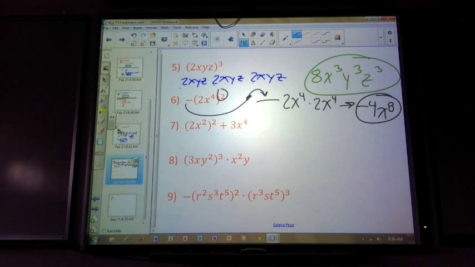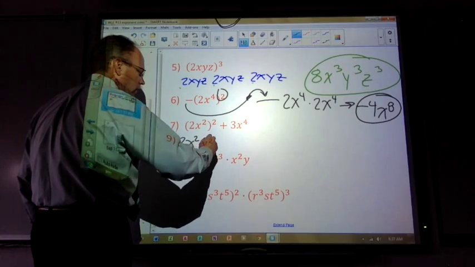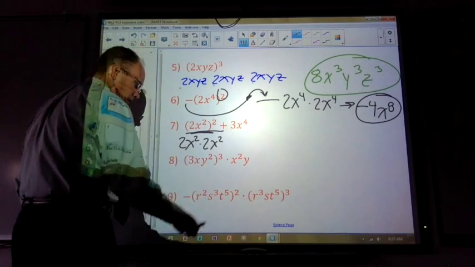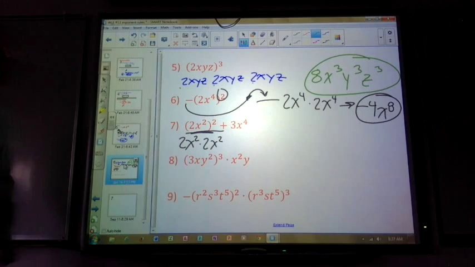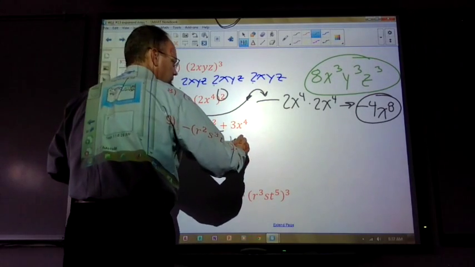Still with us? Okay. I have 2x squared, but it's in parentheses, so it's being held together, and that's raised to the second power. So 2x squared squared. How many 2x squareds am I multiplying together? Good, 2. So I have 2x squared times 2x squared. That's the same thing as that. Does that seem okay so far? And then 3x to the fourth, we're just going to carry along.